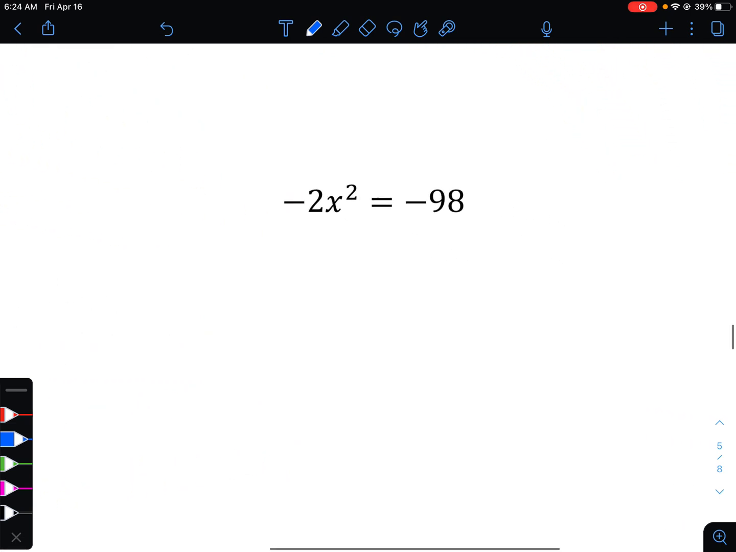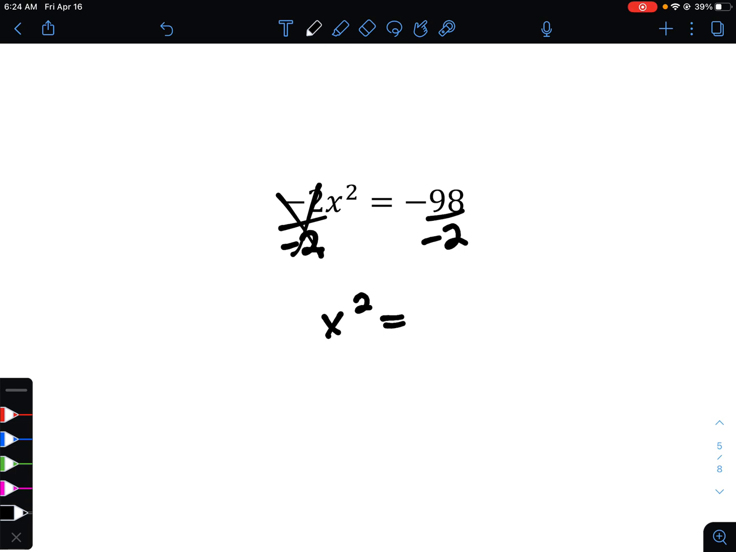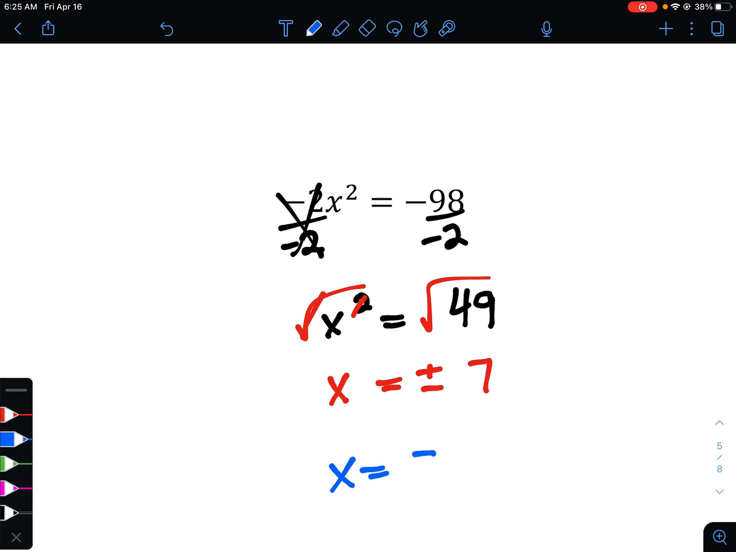So in the next example, we've got negative 2x squared is equal to negative 98. Kind of like what we did before, we're going to divide by the number in front of x squared. So divide by negative 2. That way on the left side you have x squared, and the right side you have positive 49. Now that x squared is by itself, we'll take the square root of both sides. So now on the left side you just have x by itself. Square root of 49 is 7. Make one of them positive and one of them negative. So then x would equal positive 7, or x would equal negative 7.